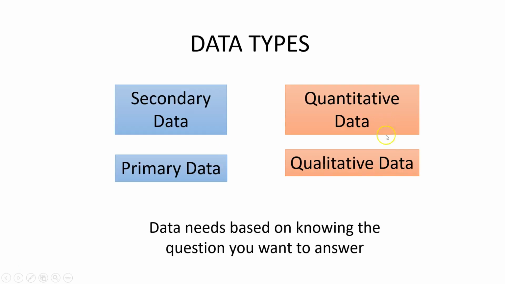quantitative data and qualitative data. So what types of quantitative data and qualitative data do we need? Each type of data lets us do different things with it and answers different types of questions. So let's review secondary data and primary data.